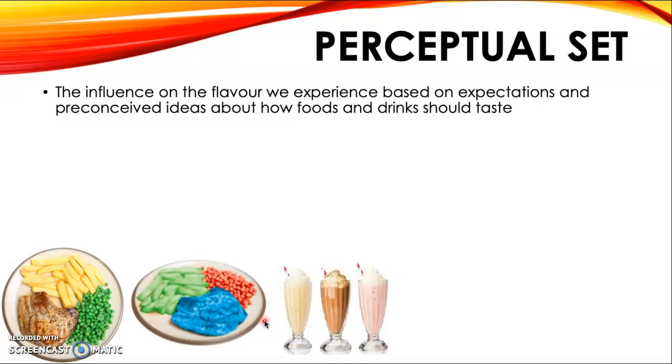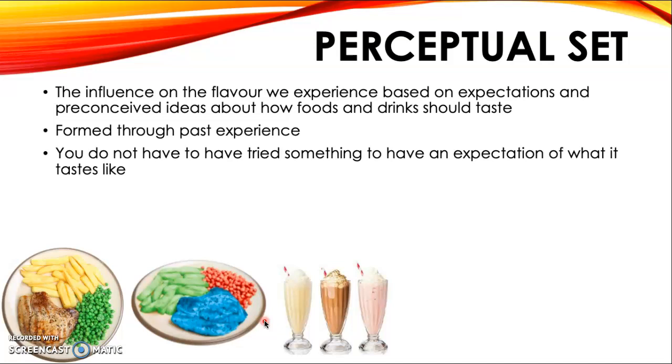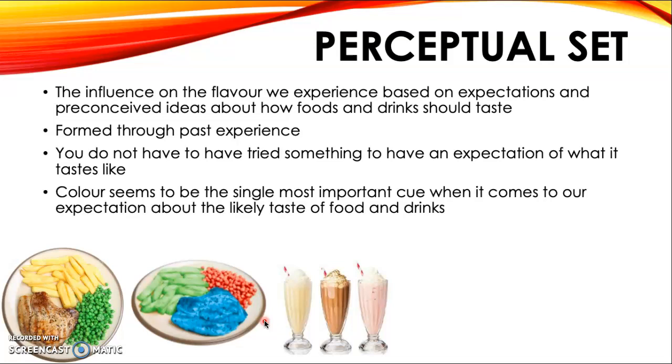That's what our perceptual set of flavour is, our expectations and preconceived ideas. They're formed through past experience, and you don't have to have actually tried something to have an expectation of what it tastes like. But your perceptual set can be based on others in your family who like or dislike a food. It can be what it looks like.